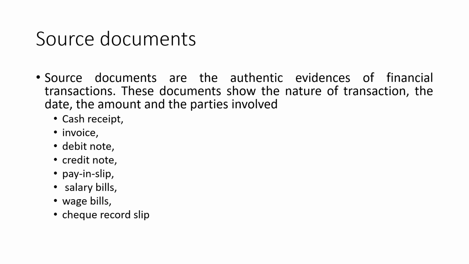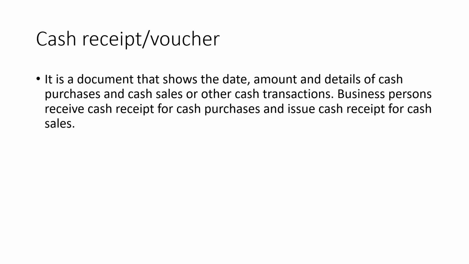Okay, so this document shows the nature of the transaction, the date of the transaction, the cost amount, and the people involved in it. Okay, so this may be a cash receipt, invoice, debit note, credit note, pay slip, salary bills, wage bills, and a check record slip. Okay. So the first one is a cash receipt or voucher.